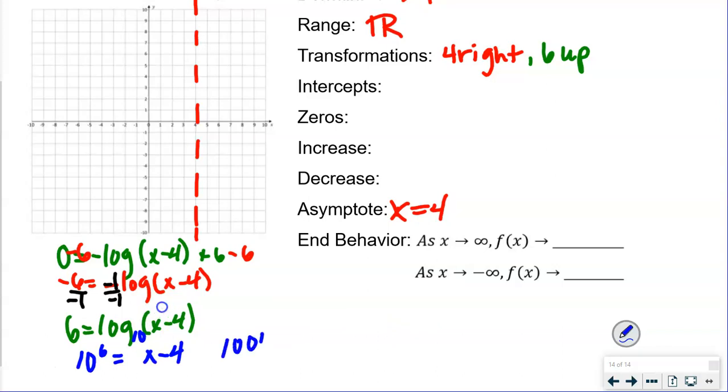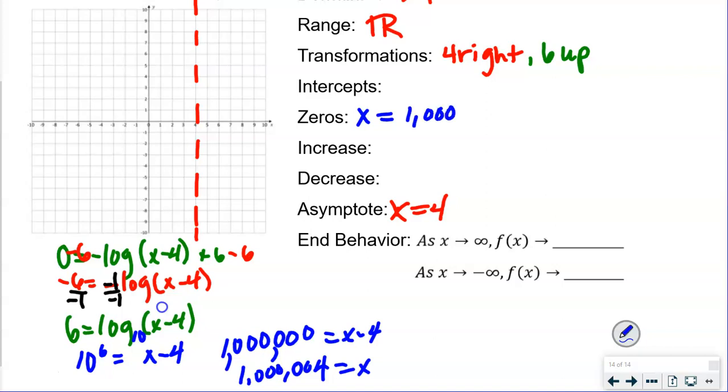10 to the 6th is 1, 2, 3, 4, 5, 6 zeros. That's 1 million, y'all. And that's equal to x minus 4. So this is actually going to be 1,000,004. That's going to be our x, right? Whoops, shouldn't have another zero. Sorry about that, y'all. So that should be a 4, and that's equal to x. So our x here is going to be 1,000,004. So way out there to the right, the graph is going to intercept the x-axis, okay? So that's 1,000,004, comma, 0.